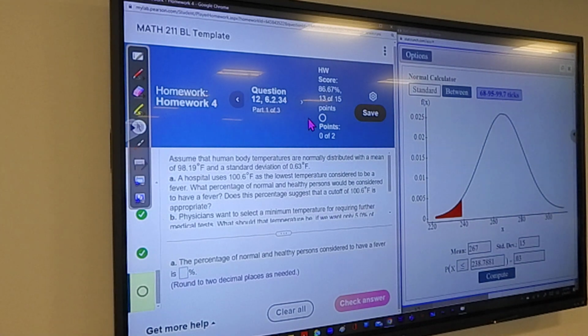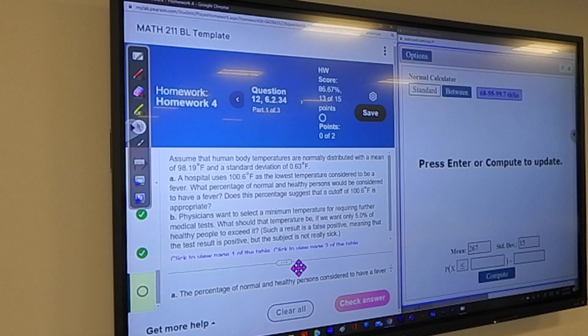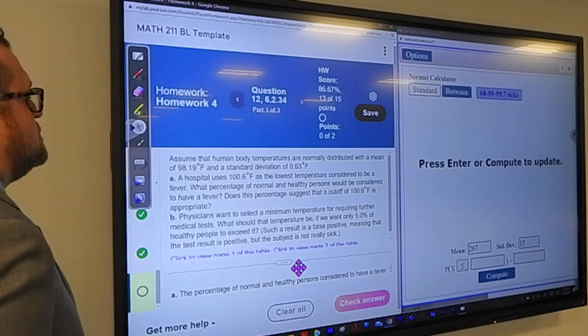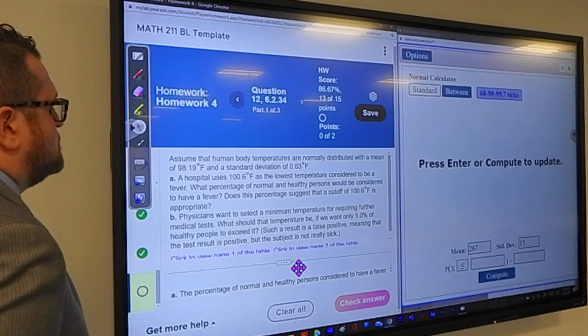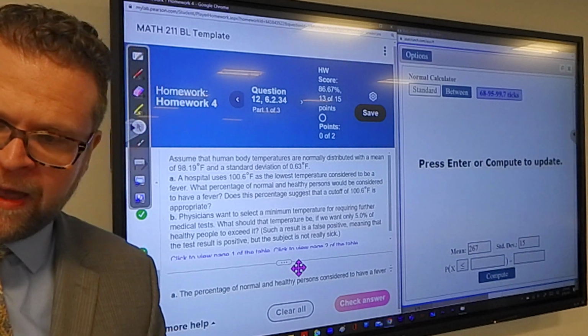Question 12. I love this question. It's about body temperature. I'm certain that in your medically related textbooks there's something that tells you what average body temperature is. But how did they get that number?